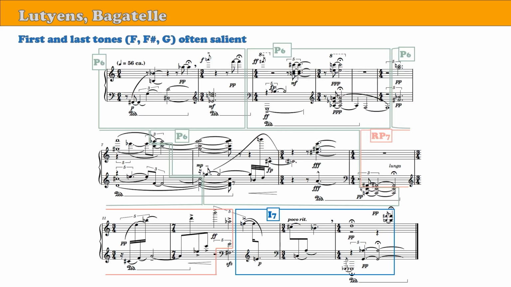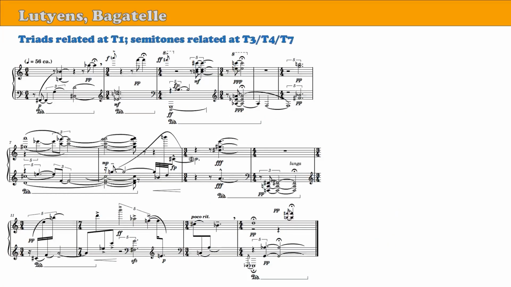The first and last tones of each series are often salient in the music, especially at the beginnings and endings of phrases. Furthermore, the only note in the piece not clearly accounted for as part of one of these series is the sforzando F sharp in measure 12.